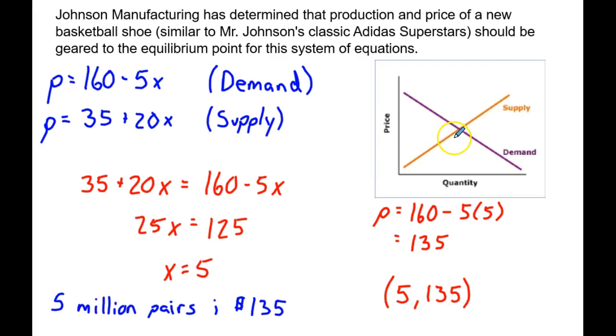That's where these two graphs would intersect, which in terms of our problem means there would have to be 5 million pairs of shoes sold at a price of $135. That is the equilibrium point for the supply and demand curve.